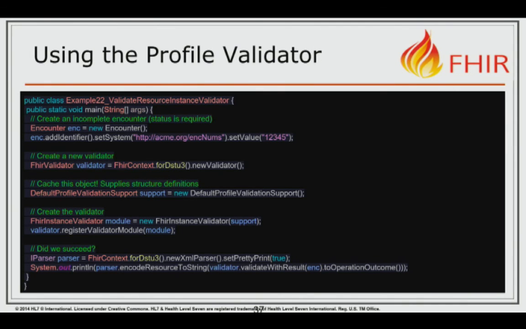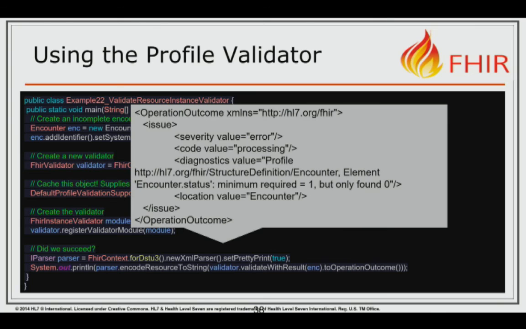This is a code sample for how it works, and really the only important part is this. It works roughly the same as the previous example, except that this time the key line is underneath where I say create the validator, about two-thirds of the way down. We're registering a module into the validator, the FHIR instance validator. In this case, I'm just providing it with the default profile validation support, but that could be any of the chains I talked about before for fetching validation support.